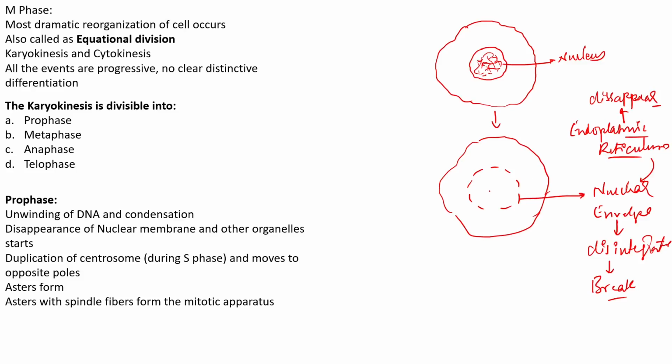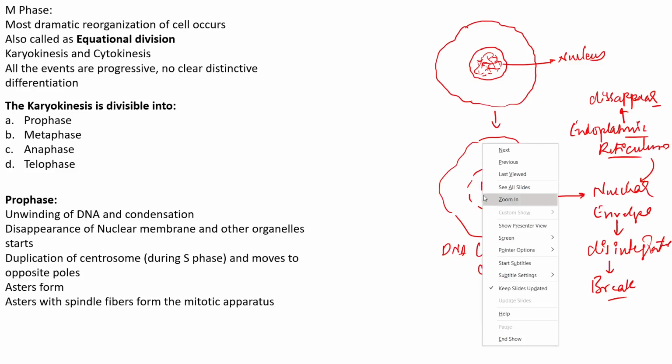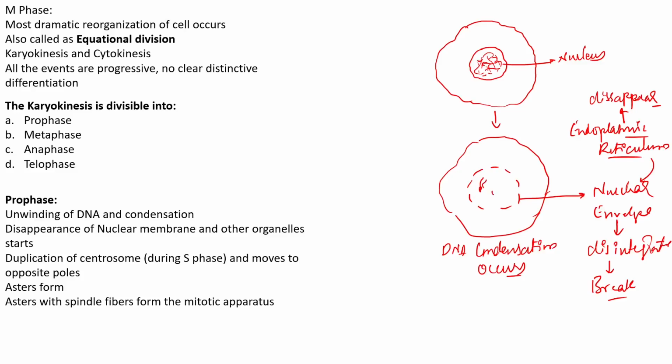And there is an initiation of condensation of DNA. DNA condensation occurs. You can see that these thread-like structures, called the chromatin, start to condense to form thick thread-like structures. This is how the chromatin fibers start to appear in the nucleus, and this process is called DNA condensation.